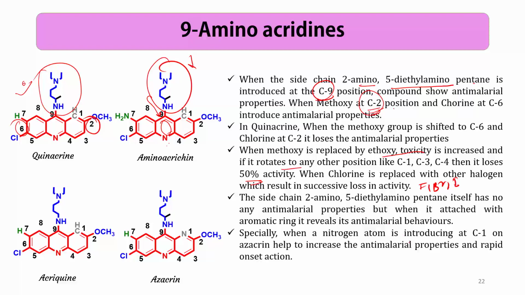Especially when a nitrogen atom is introduced at C1, azacrine helps to increase the antimalarial property and has rapid onset. So what is that? Here again we have the lone pair, 2 lone pairs and then NH2, so that provides the best stabilized conformation or configuration of the 9-aminoacridine compound, which helps to increase the antimalarial property and helps a lot in antimalarial drug synthesis and the cure system. It has rapid onset action, which means faster action compared to the other 9-aminoacridine derivatives.